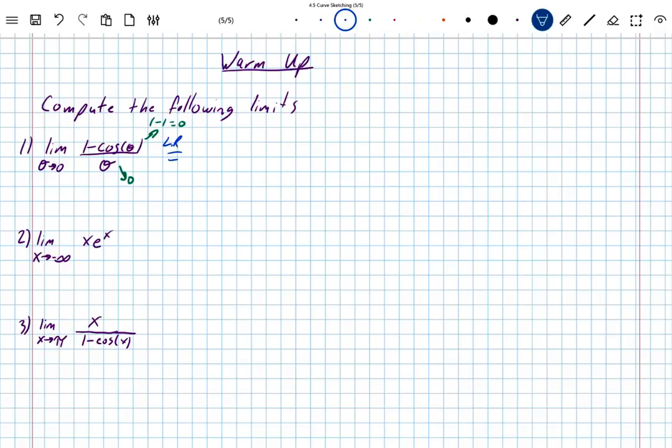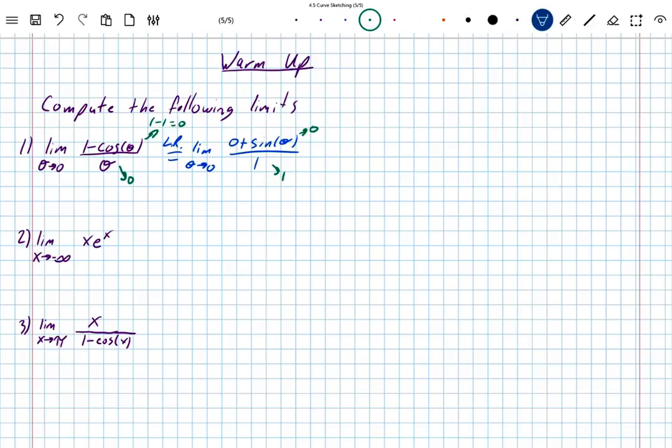Always nice to let your reader know, hey, I'm about to do something kind of weird here. Let's let theta go to 0 still. The derivative of the top is 0 minus negative sign, so minus becomes a plus, sine of theta, all over the derivative of theta, which is 1. Great. Now we have to check what happens if I plug in. On top, I get a 0. On bottom, I get a 1.